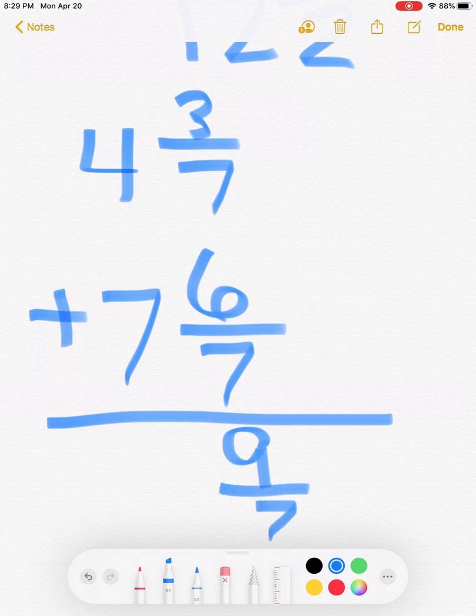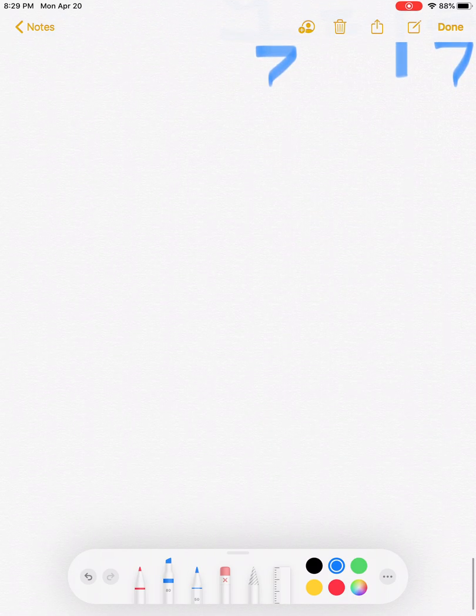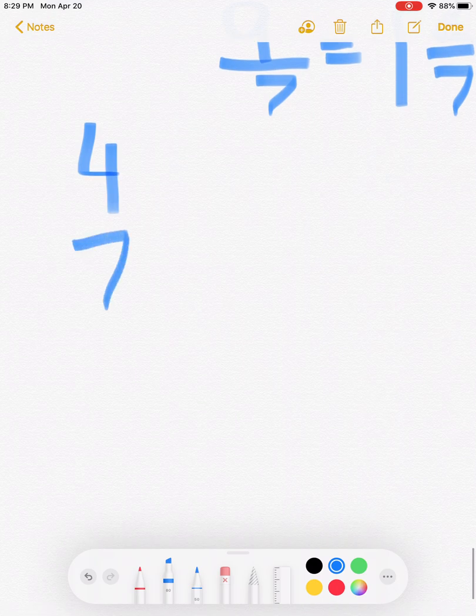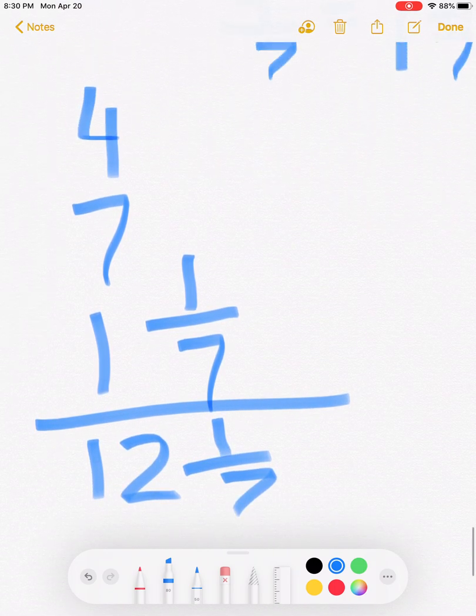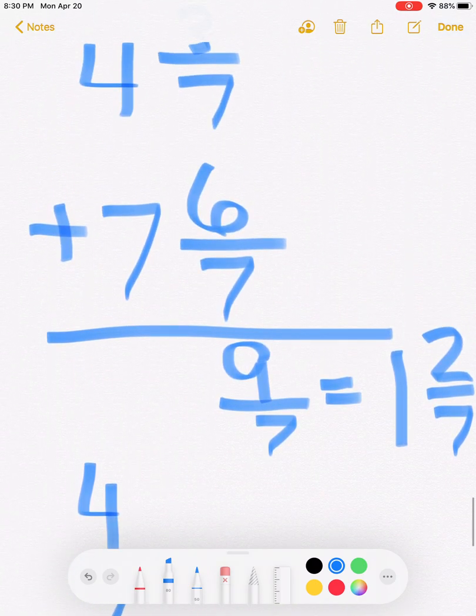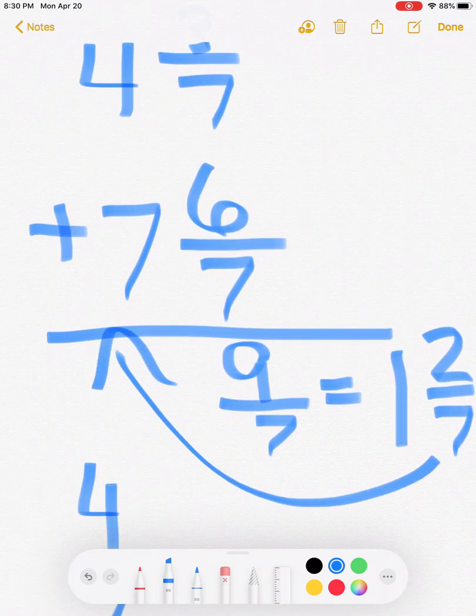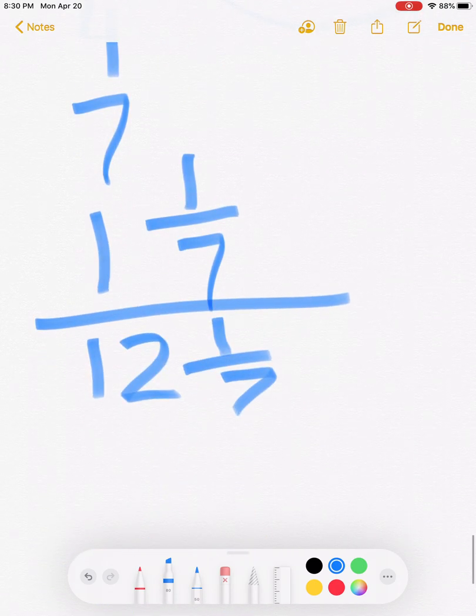Okay, before we add in the whole number, we're going to fix this improper fraction, 1 2/7. You see that? 1 2/7. Then we're going to add it to the 4. And then we're going to add it to the 7. It becomes 12 2/7. I know that may have been hard to see along this whole way, but we had 1 2/7. Then we added in the 4 and the 7. It was 1 2/7 here.